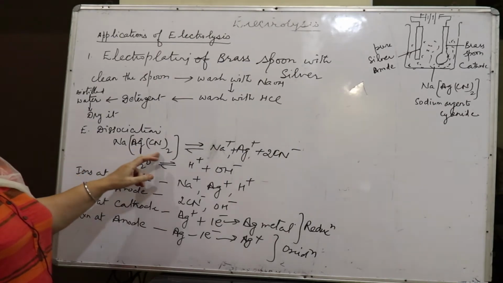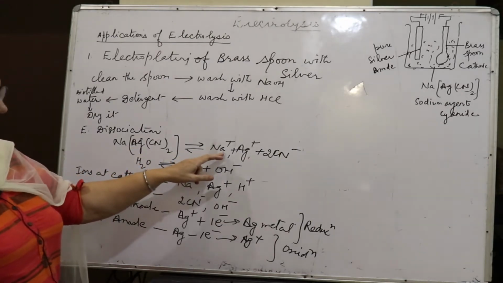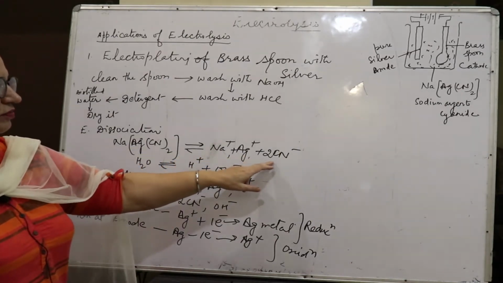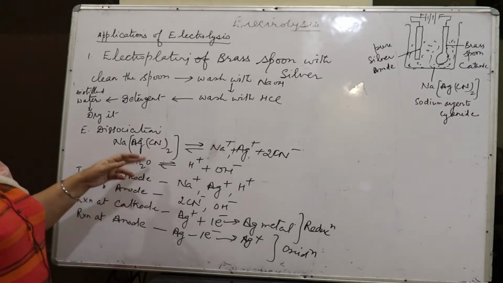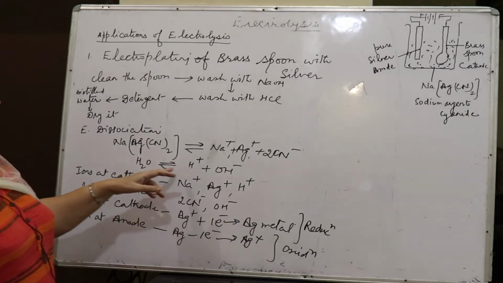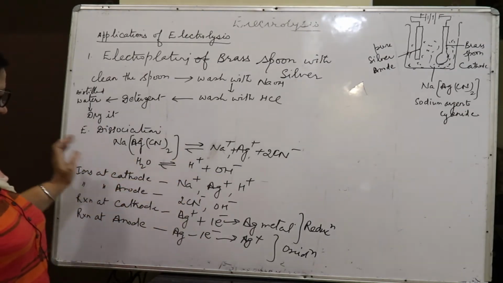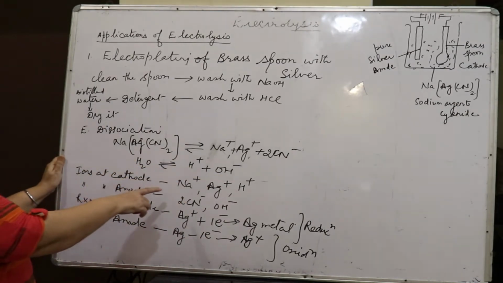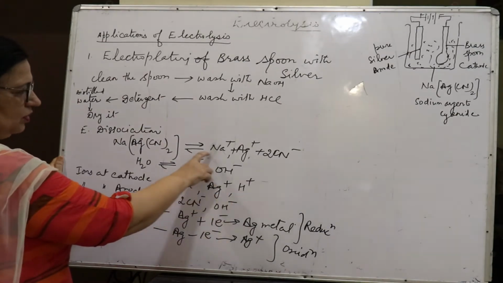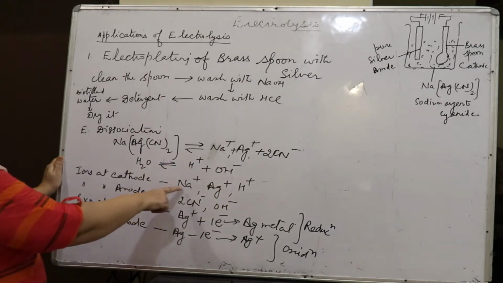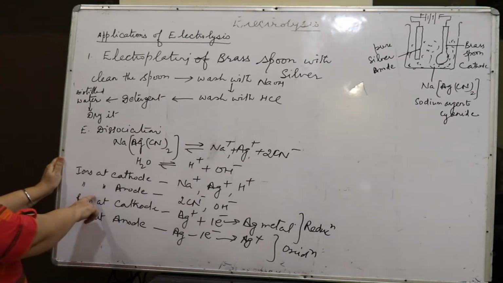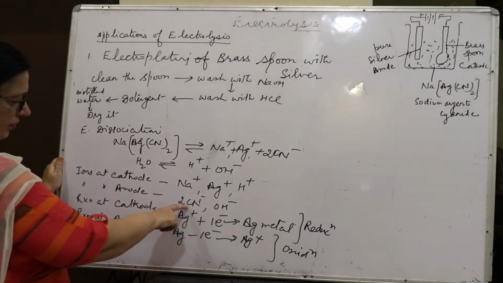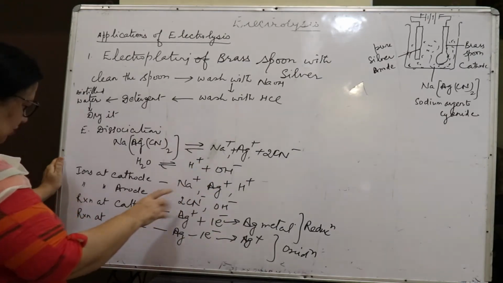Sodium argentocyanide will dissociate into Na+, Ag+ and 2CN-. And as this is a solution, water will also dissociate into H+ and OH-. Ions at the cathode: all the positive ions will move towards the cathode, that is Na+, Ag+ and H+. Now ions at the anode, that is negative ions, 2CN- and OH-.